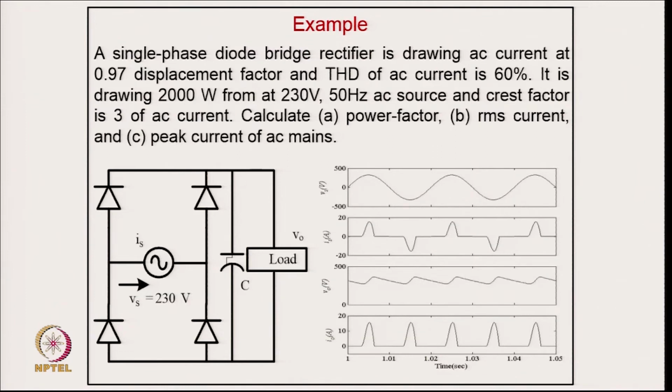The typical example corresponding to this is a single phase diode rectifier with a displacement factor of 0.97 and THD of 60%, delivering 2000 watt from a 220 volt 50 hertz AC source, with a crest factor of 3 for the AC current. Calculate the power factor, RMS current and peak current of the AC mains. After making the model and putting in this data, if the supply voltage is this, you can see the current is of this shape. It has quite large harmonics, a 60% THD, and a displacement factor is also there. This is the output voltage and this is the current drawn. The current flows only in the portion where the capacitor is getting charged, and that portion is quite small, as you can see.